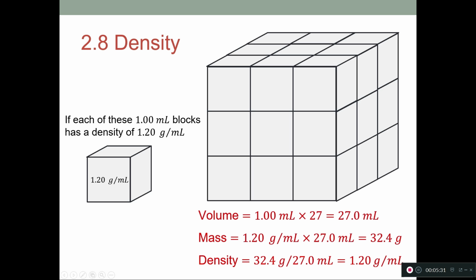And so we see that no matter how much of this stuff we have, whether we have just this smaller block or this larger block, the density actually remains the same. And so that's what we mean by an intensive property, in that it does not depend on the amount of stuff there. The density will always be the same no matter how much of the stuff that you actually have.